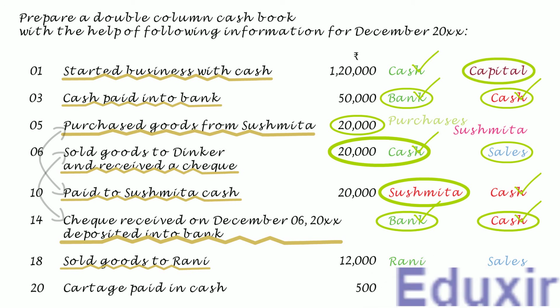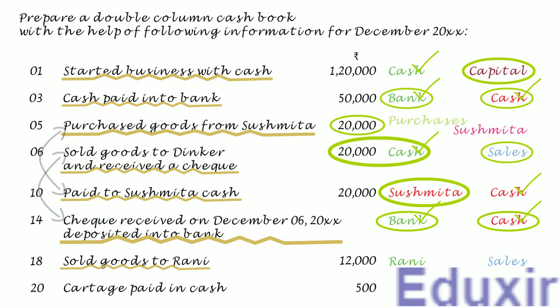Now, if you notice, this transaction is dealing with only Rani and sales account. As discussed earlier, the scope of this problem is to debit or credit only the cash or bank accounts. As this transaction neither deals in cash nor deals through bank, it does not qualify to be recorded into the cash book. So, no recording is required. Let us proceed with the analysis of the next transaction.